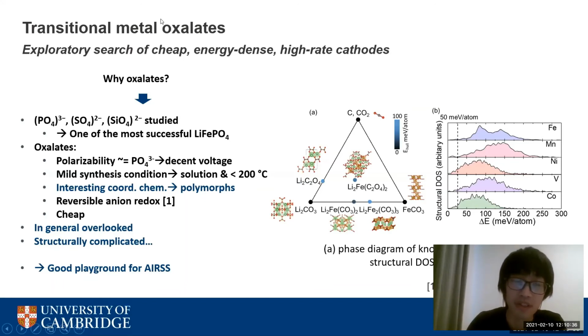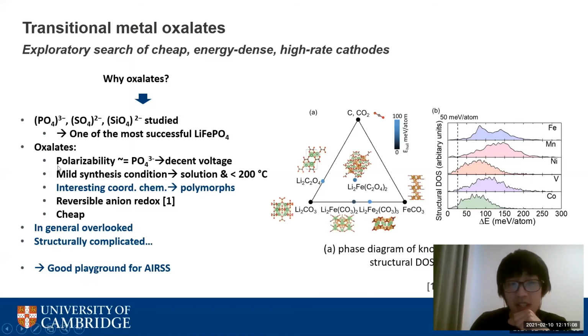Why are we interested in this type of cathode material? This is because it is also a polyanion crystal. Compared with others, which are the phosphates, sulfates, and silicon oxides, these materials are studied well, and the study of these materials actually led to one of the most commercially successful cathode materials, lithium iron phosphate. So probably if we look at this material, we can also achieve some success.